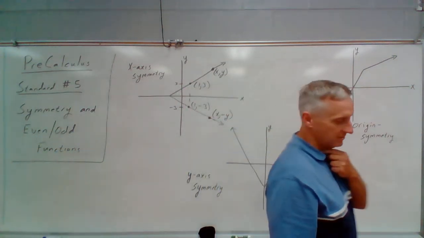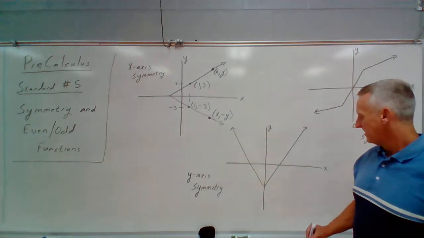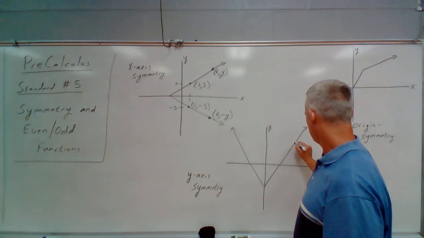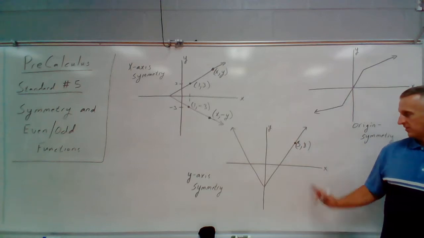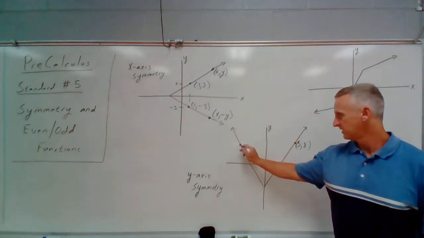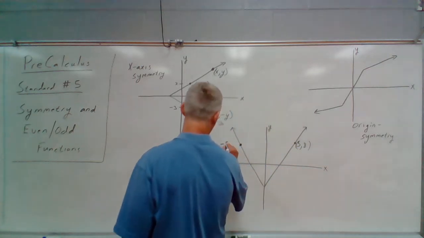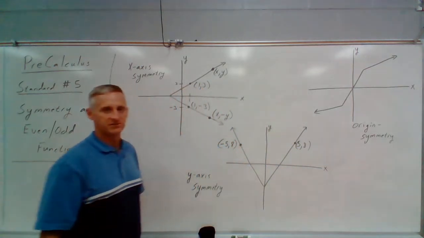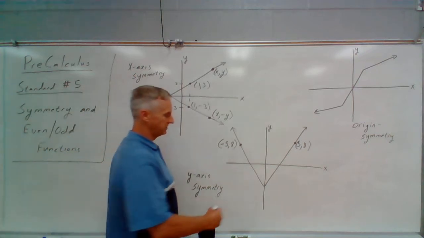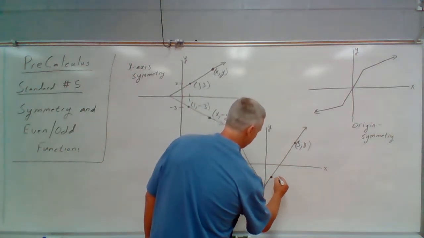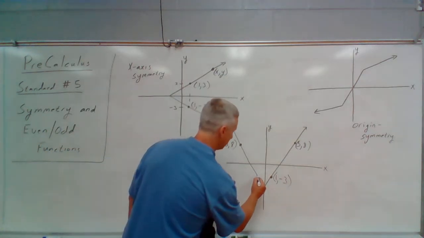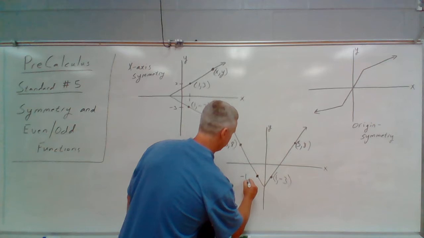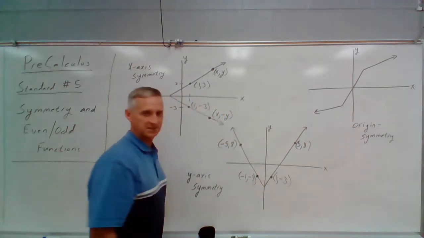Let's think about a y-axis symmetrical graph. Okay, let's suppose that the point 5, 8 is on the graph. Then the point negative 5, 8 has to be on the graph. Or another example, let's say that the point 1, negative 3 is on the graph. Then the point negative 1, negative 3 has to be on the graph.